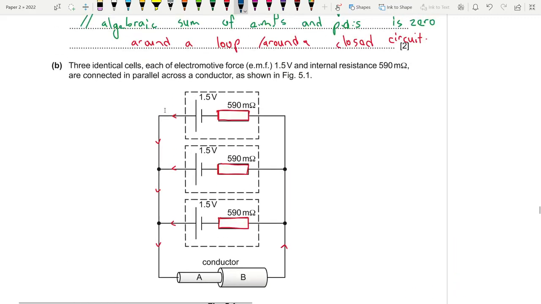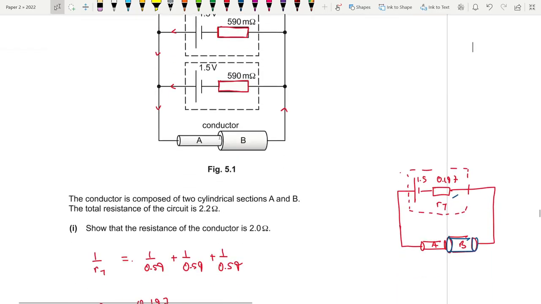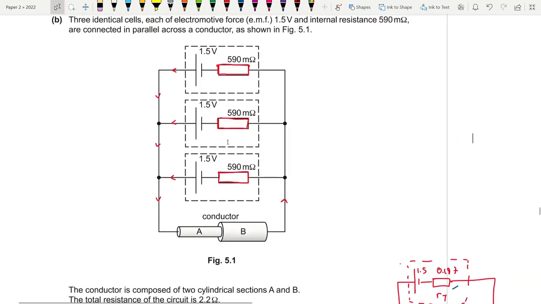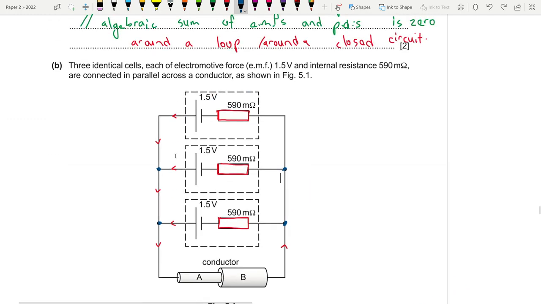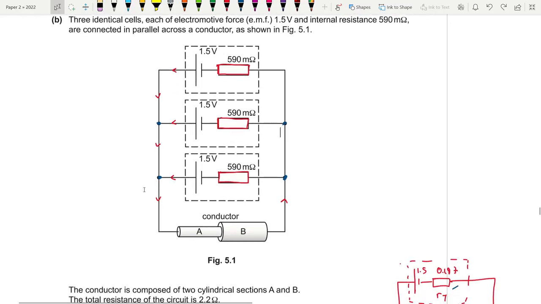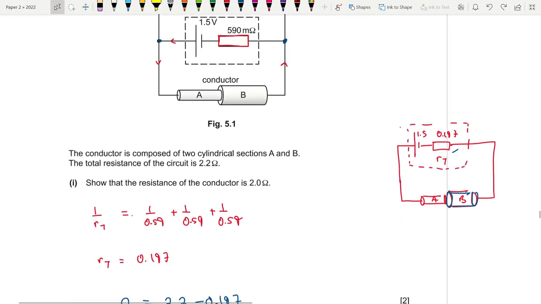So you guys have to understand that these three are in parallel. Okay, these three are in parallel, but overall they are in series with this conductor below. Okay, how did I figure that out? By looking at the junctions. I know that these guys are within junctions, right? So that means they are in parallel, because they told you three identical cells are connected in parallel across a conductor. So the conductor is in series with them.